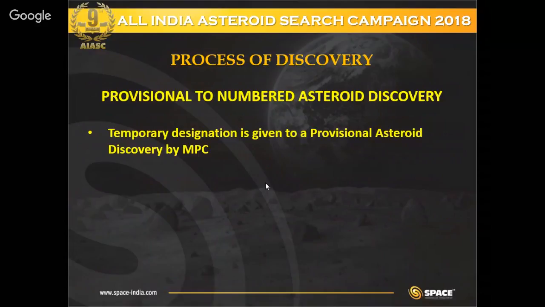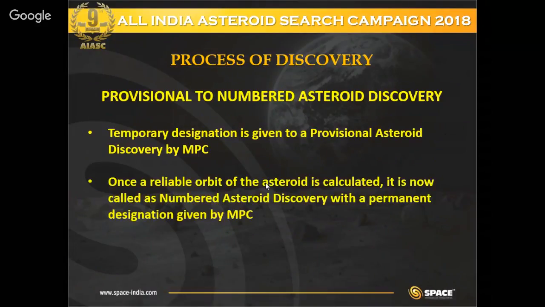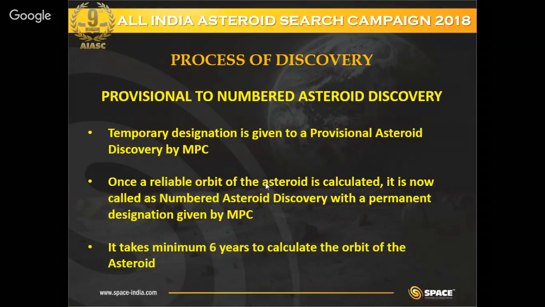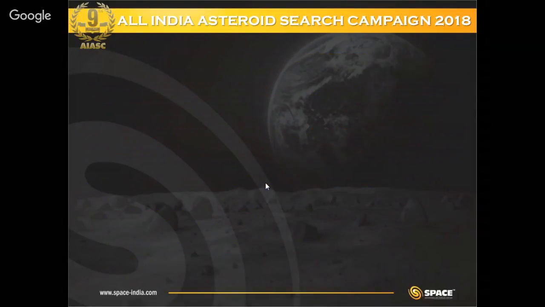But this is also temporary. This is not permanent. Once a reliable orbit is established, that means a number of other observations of this asteroid happen and the reliable orbit is calculated, then the asteroid is called a numbered asteroid, with a permanent designation given by MPC. It takes a minimum of 6 years to calculate the orbit of the asteroid, and it will take 6 years for your provisional discovery to become a numbered discovery.